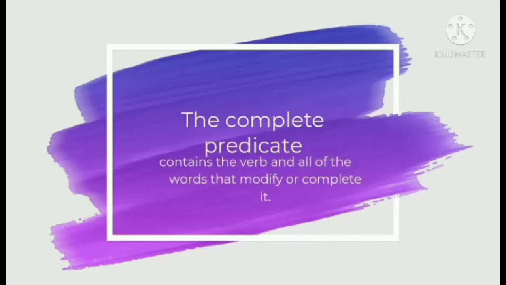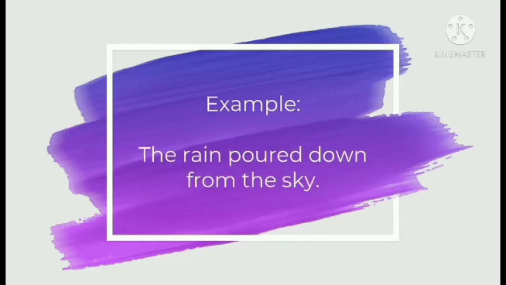So the next slide is the complete predicate. Predicate contains the verb and all of the words that modify or complete it. It includes not only the verb or verb phrase, but also all the words that give more info about it. So for example, the rain poured down from the sky. What did the rain do? It poured down from the sky. Therefore, poured down from the sky is the complete predicate, because it gives more info about the subject.